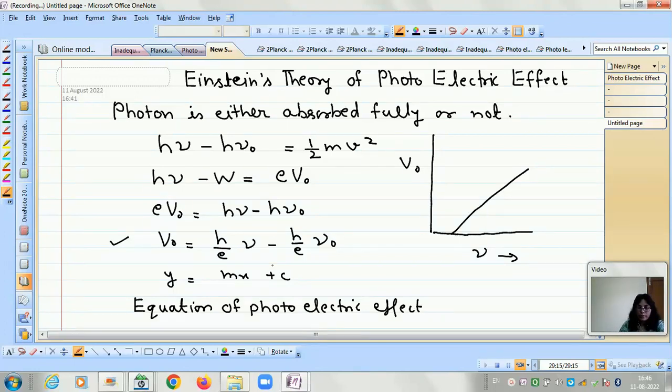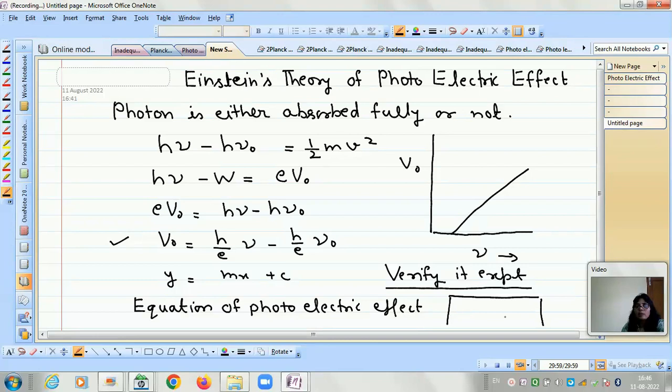Now if we want to verify it experimentally, then we can set up the experimental diagram or experimental setup according to the Millikan experiment, and then we can change the frequency and note down the potential for each frequency. Then we can have the graph between nu and the stopping potential, and if we get a straight line, it means we can verify the photoelectric equation.